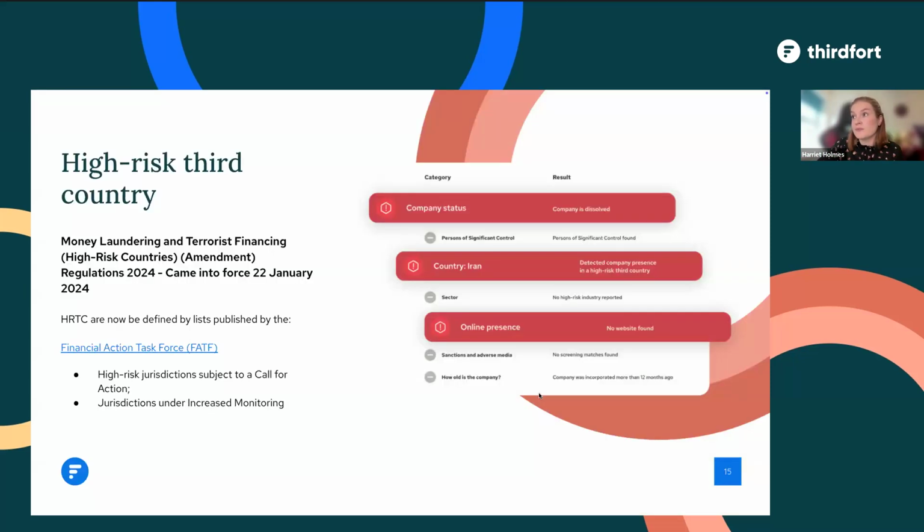Another example here that we can talk about is high risk third countries. And if you're not aware, the high risk third country list since the beginning of this year has come to be defined by the FATF, the Financial Action Task Force. And they have two separate lists, but there are certain countries that fall within that list that require certain enhanced measures to be conducted.